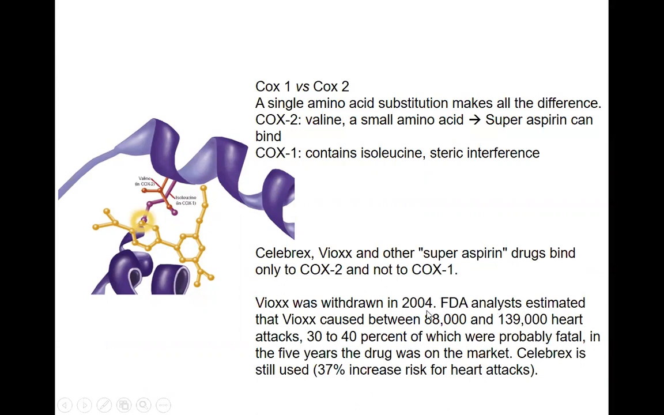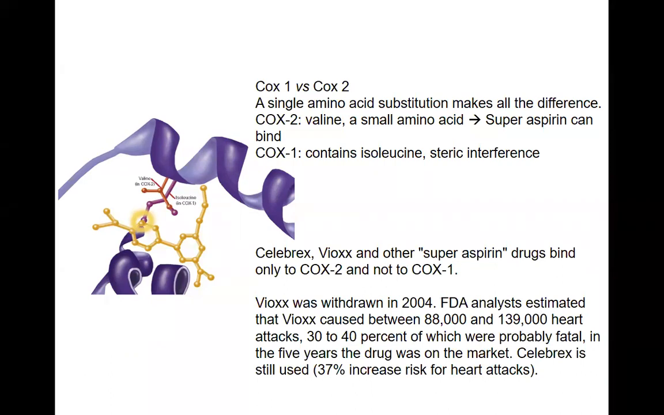And it was then estimated that Vioxx, which is the super aspirin that was generated, caused between 88,000 and 139,000 heart attacks, 30 to 40% of which were probably fatal in the 5 years that it was on the market. So sometimes designing something that's better or a greater inhibitor to a certain protein doesn't give you the result that you thought it should give you.